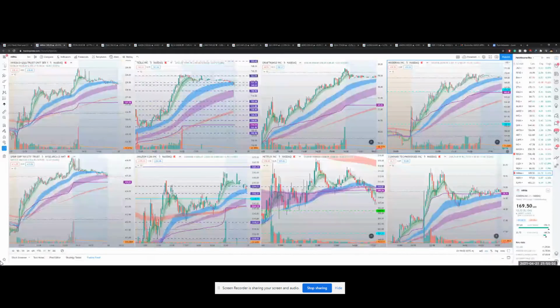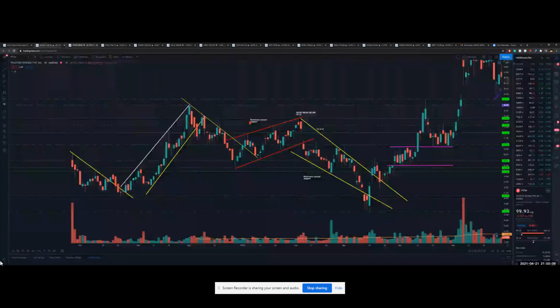All right, can you guys see my TradingView? Yes. All right. So this is the Peloton chart. I use the dark theme so that it's clearly visible for you guys. Can you guys see this chart just fine, or do you want me to zoom in more? It's fine. All right. Okay.